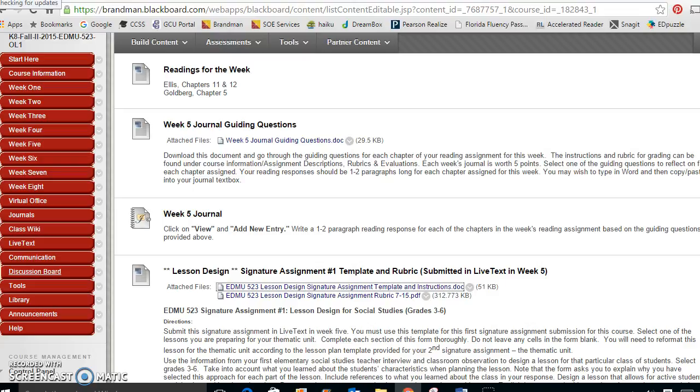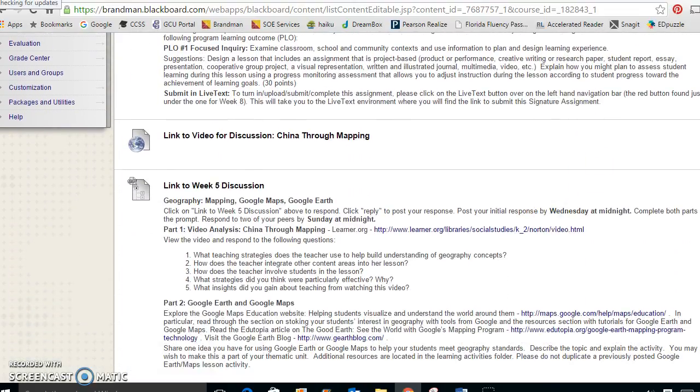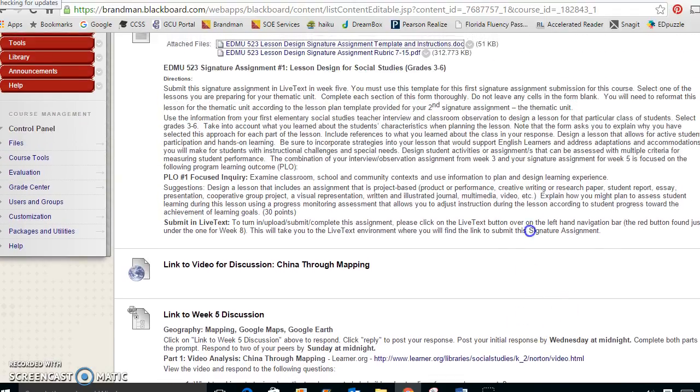All right, so let's take a look at week 5. You have your journal, and this week you're reading chapters 11 and 12 from your Ellis book and chapter 5 from Goldberg. So in addition to the journal, you have the usual. Your discussion questions this week look at Google Earth and Google Maps, which is kind of cool. And maybe that might be something you can tie into your thematic unit, if it somehow ties into your standard in any way. It's definitely a fun tool to use and get to understand and incorporate into your social studies classes. All right, so that's the journal and the discussion.